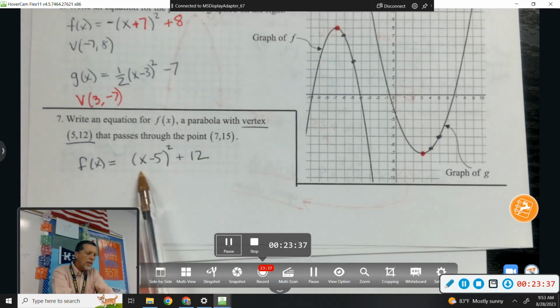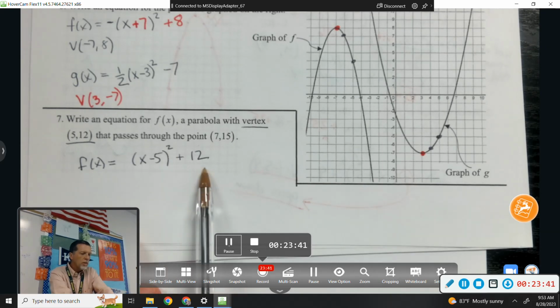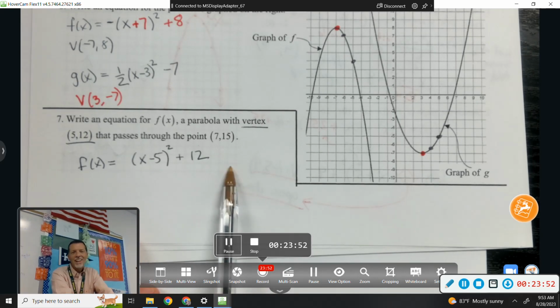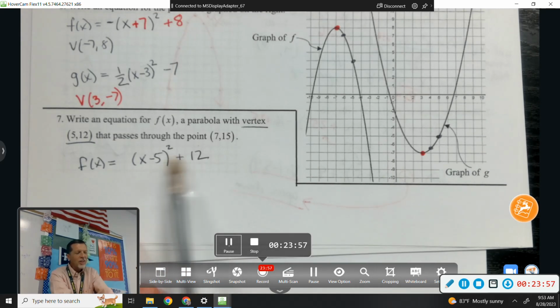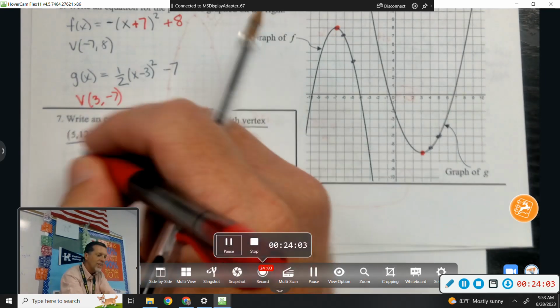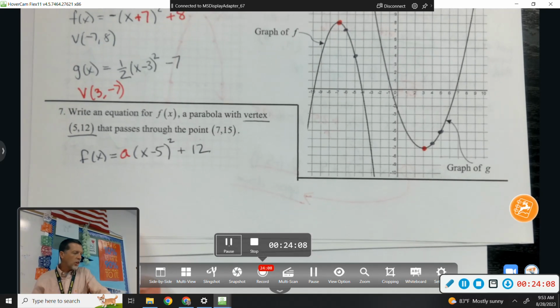If I plug in 7, I get 2 squared is 4, 4 plus 12 is 16, but not 15. So I can't just stick a minus 1 on the end of that, because that would change the vertex. So how can I change this equation without changing the vertex? I can put an A on there. I can put a stretchy thing on there to make it stretch or compress.